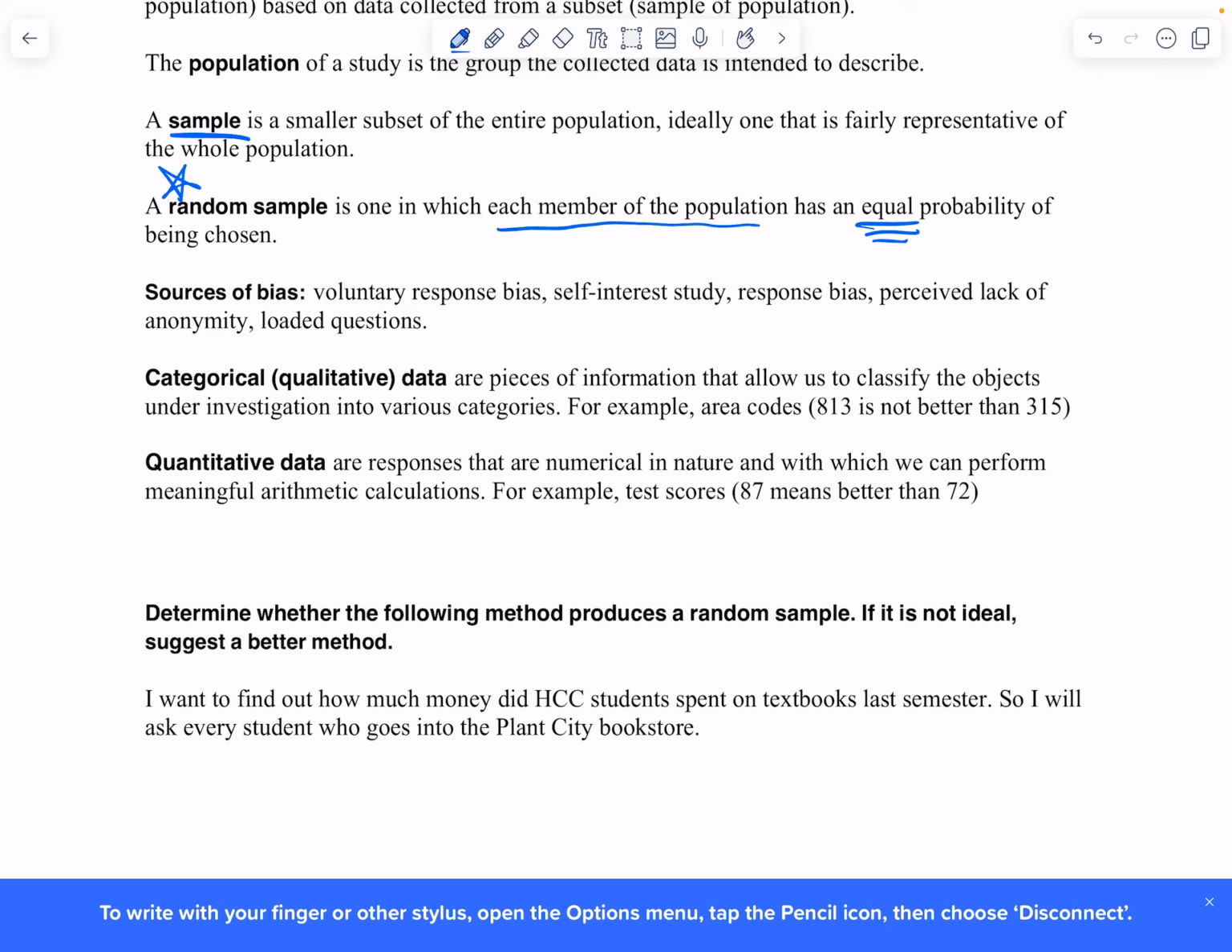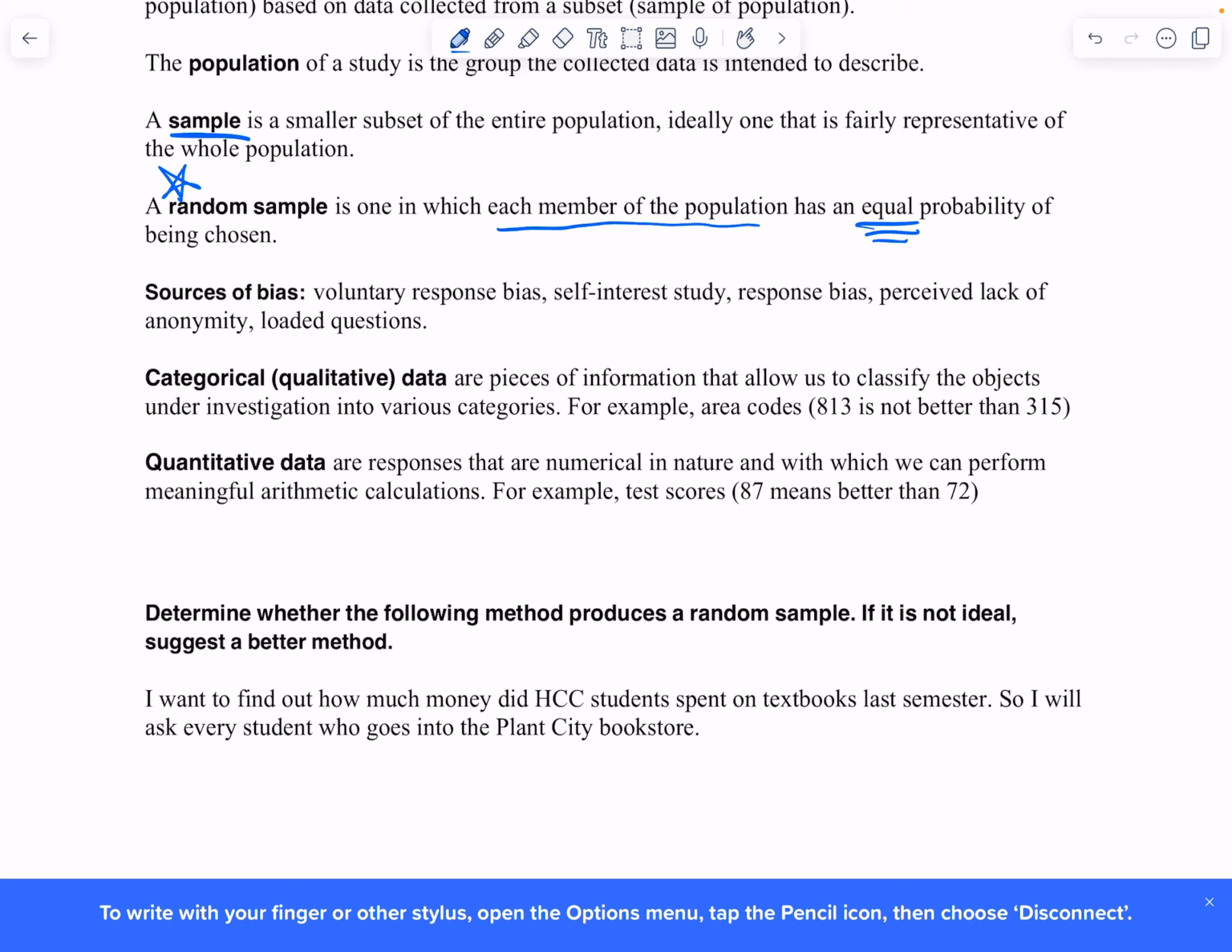There's different biases when it comes to statistics, and a couple of them would be voluntary response bias, self-interest study, response bias, perceived lack of anonymity, and loaded questions. So, sometimes, like, for instance, if I was asking how many people like reggae, and maybe I was on the reggae channel of the radio, then that would definitely be a bias, because I'm asking people who are listening to reggae if they like reggae. So that's the kind of biases they're talking about there.